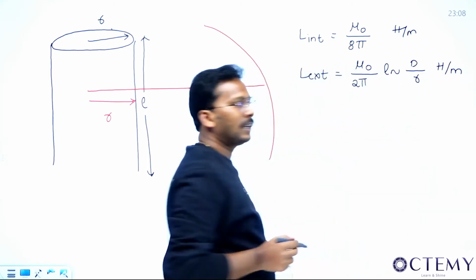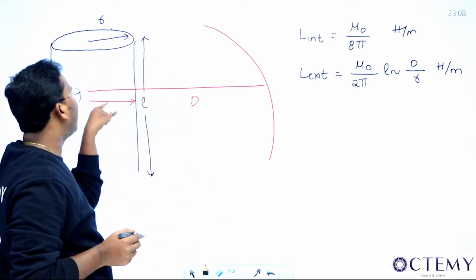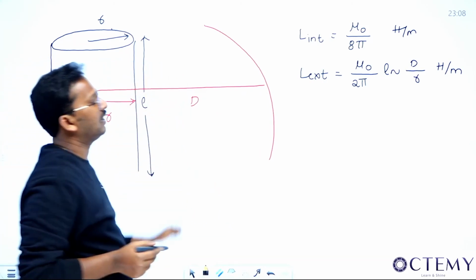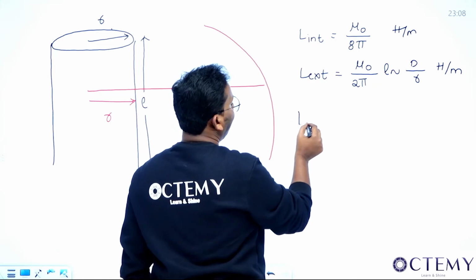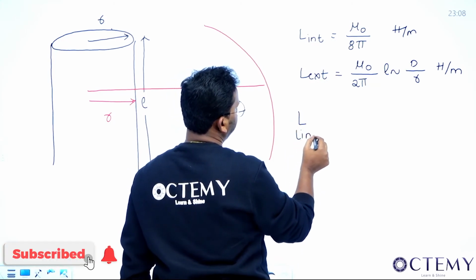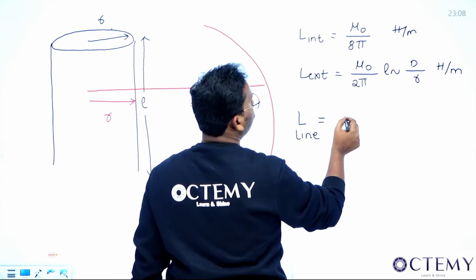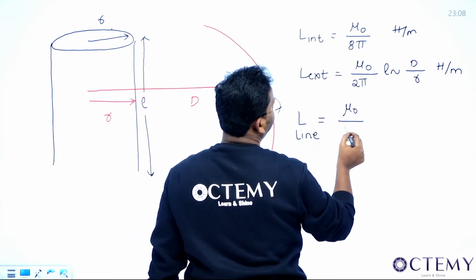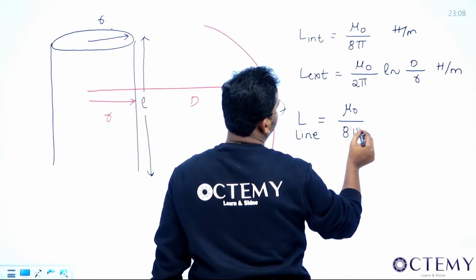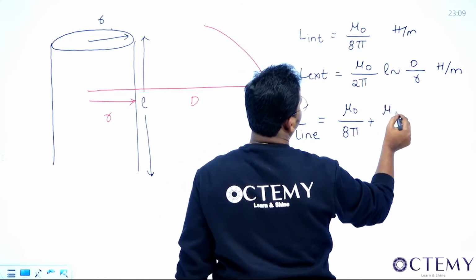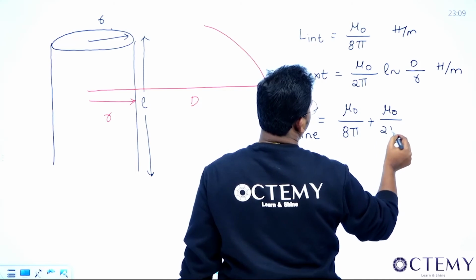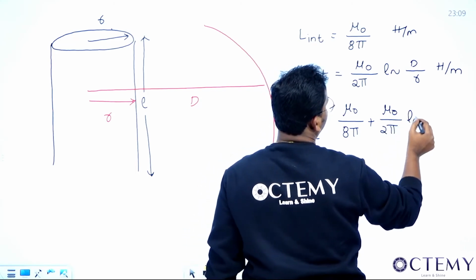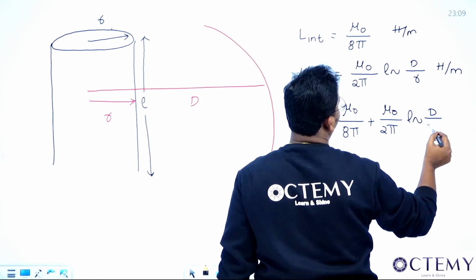Now the total inductance is L internal flux linkage and external flux linkage. So L total, L of the line should be equal to L internal plus L external. So that is mu naught by 8 pi plus mu naught by 2 pi into ln d by r, right?